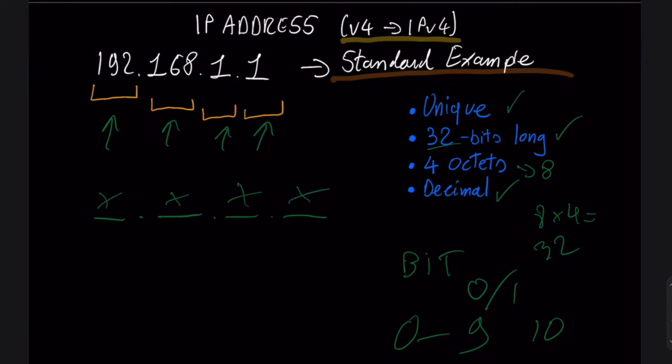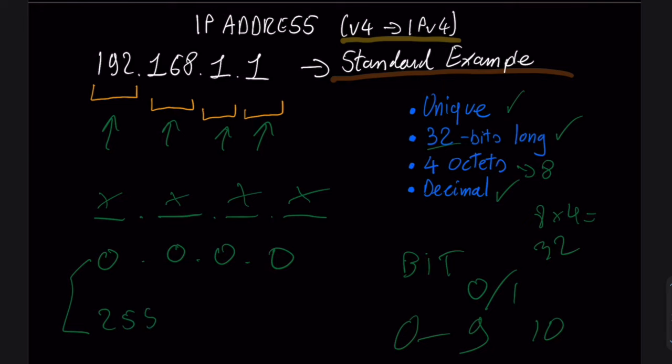We know 192.168.1.1 is sort of standard, but what can we actually do? Well, in general, for version 4 IPs, basically we can have anything from, well, this is the possible maximum range.